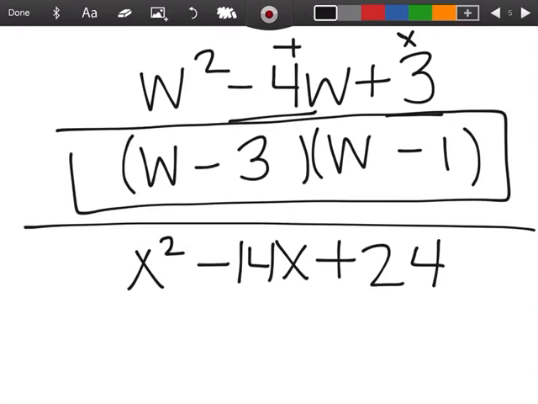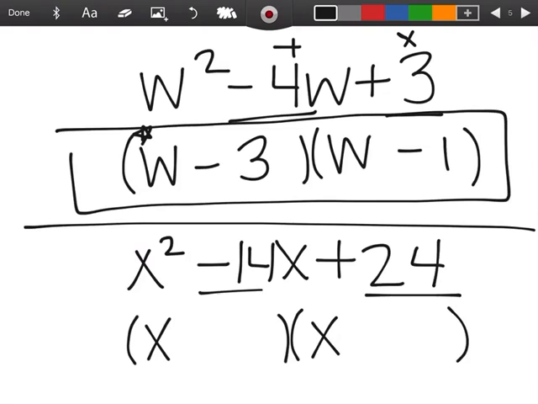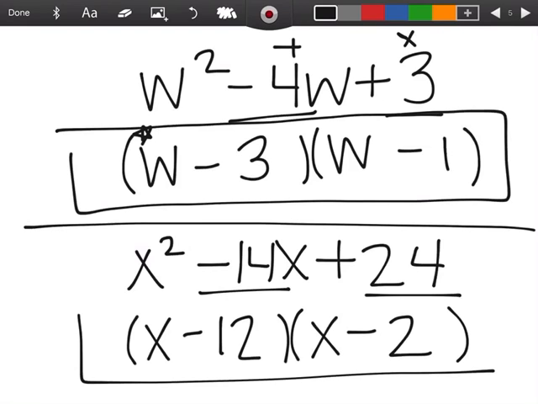I would be careful on IXL. They're going to be picky about the variable that you use. So if they start off in W's, make sure that you stay in W's. It's not always X. And then two numbers that multiply to be 24 and add up to be negative 14 are negative 12 and negative 2.